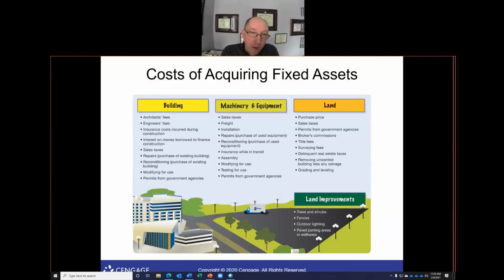For machinery and equipment, it includes costs like sales tax, freight, installation, repairs, reconditioning, insurance, assembly, modification for use, testing, and permitting. For land, related costs include things like purchase price, sales tax, permits, brokerage commissions, titles, surveying, delinquent real estate taxes, removing unwanted buildings for salvage, or grading and leveling. Land improvements to help improve the property's value include things like trees and shrubs, fencing, outdoor lighting, paved parking lots, and walkways. Oh my, fun stuff, right?